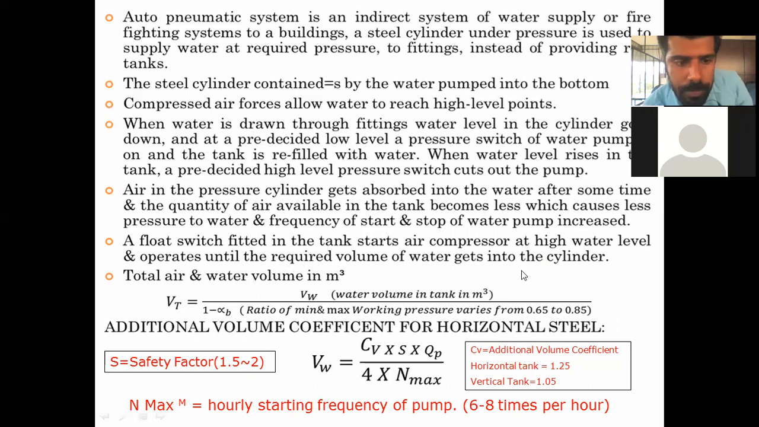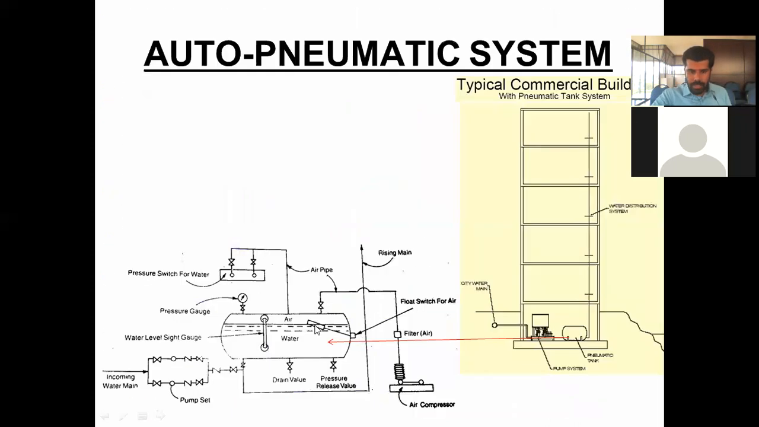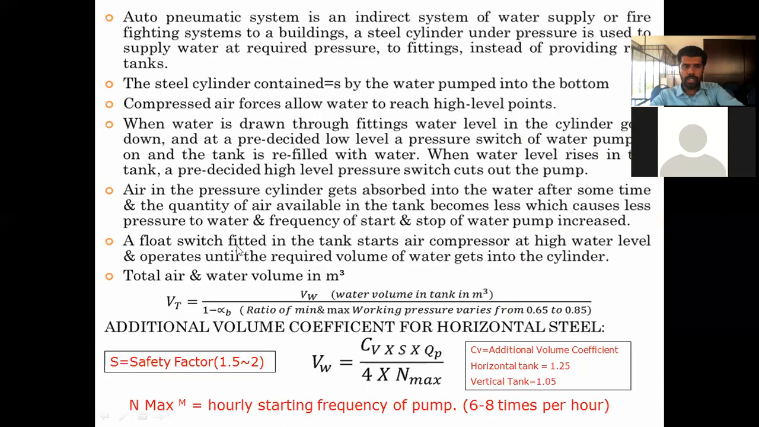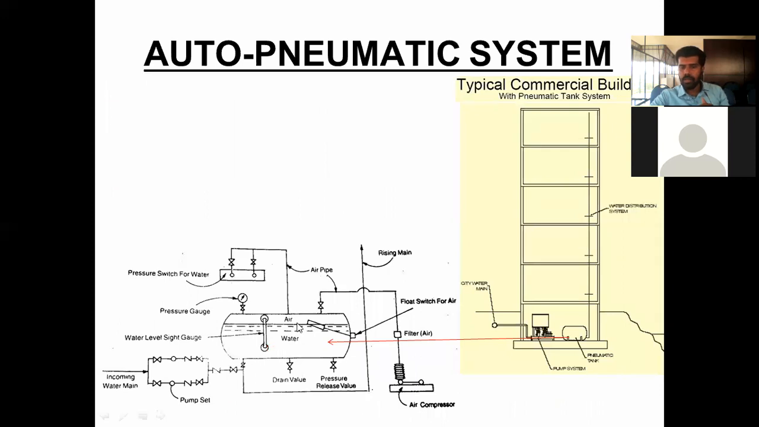So, a float switch is fitted in the tank. When the water is being pumped and it reaches a high level, the float also comes up with the water level. So that is the use of this float. When the water rises, the float also rises. So the float switch fitted in the tank starts the air compressor at high water level. When the water level reaches a high level, what happens?